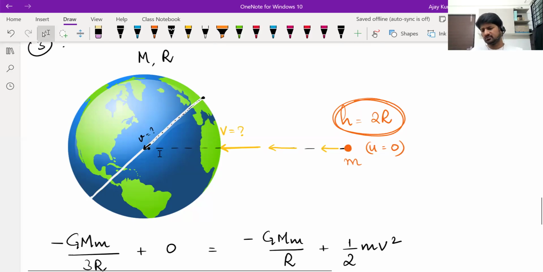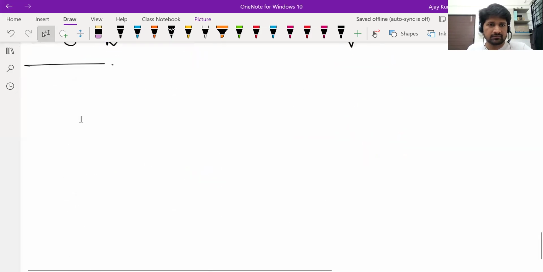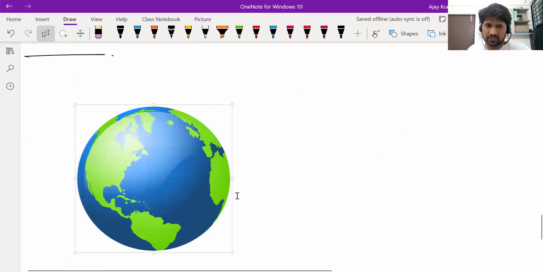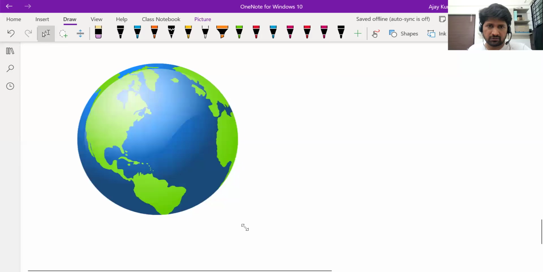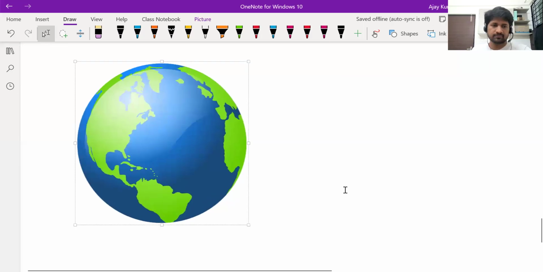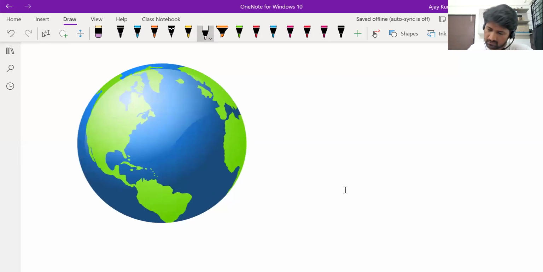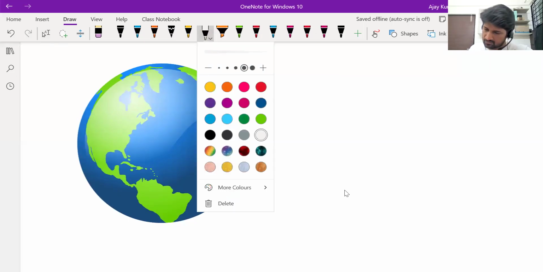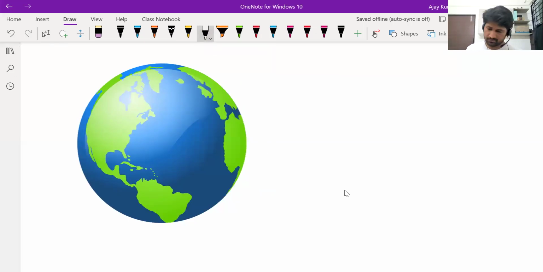Okay, let's solve one problem like this. Let's see how many of you can actually do this. Not related to speed, but related to field. Okay, I'm just giving you a slight hint. Assume a tunnel is drilled through the planet. It's a very narrow tunnel.